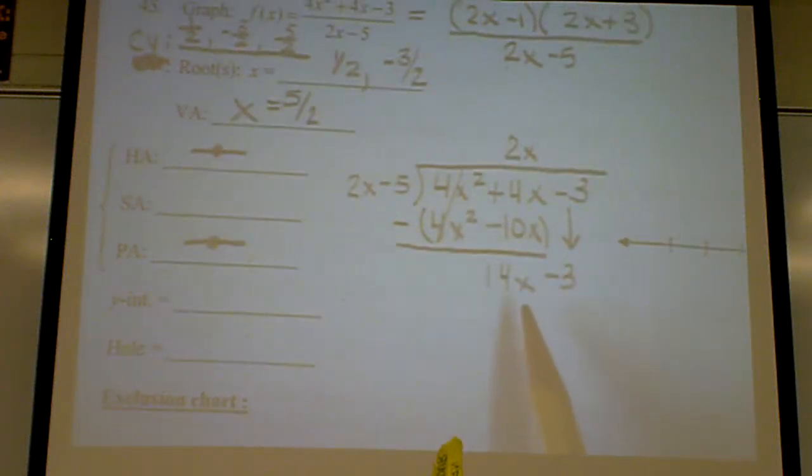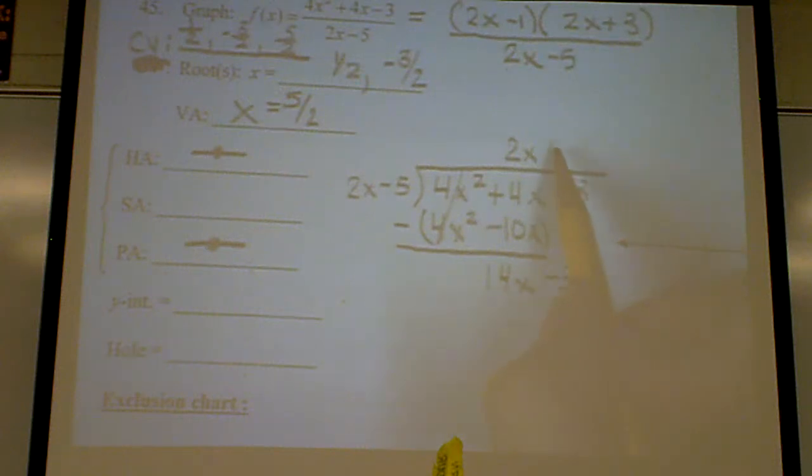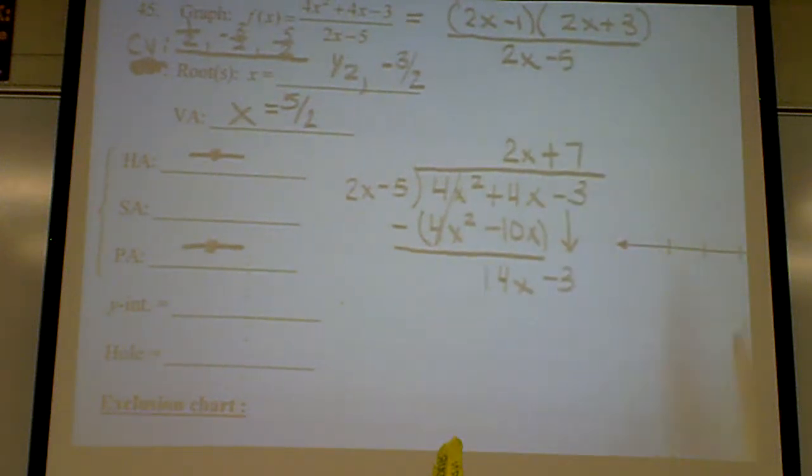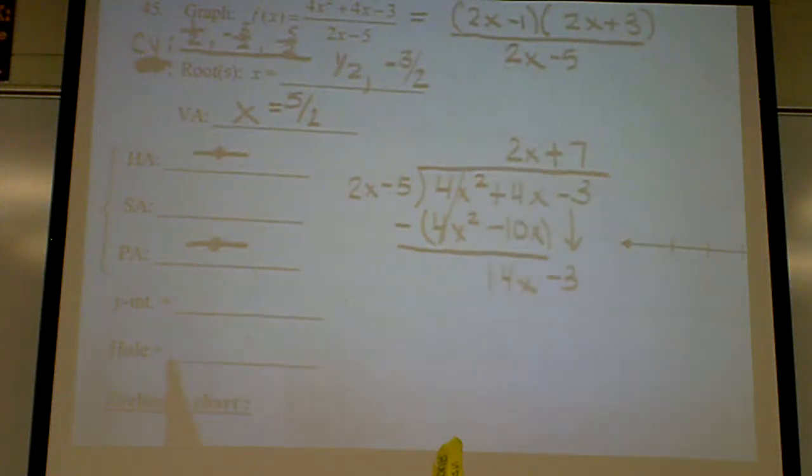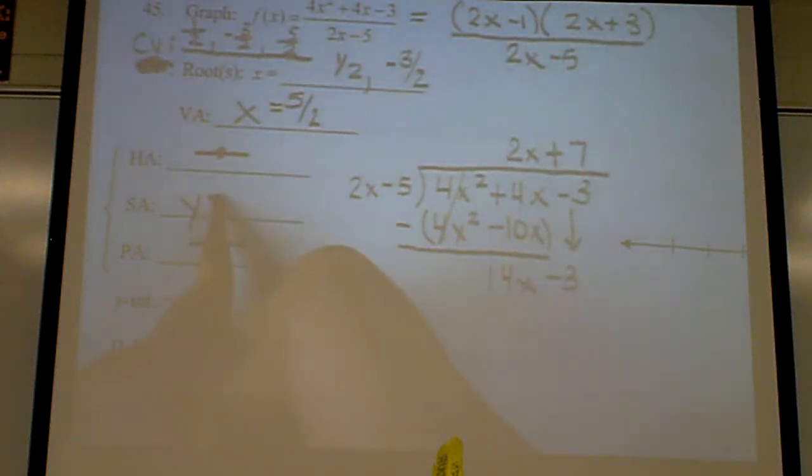And 2x times what equals 14x? 7. And we don't care about the rest, right? Because we don't pay attention to the remainders. So our equation would be y equals 2x plus 7.